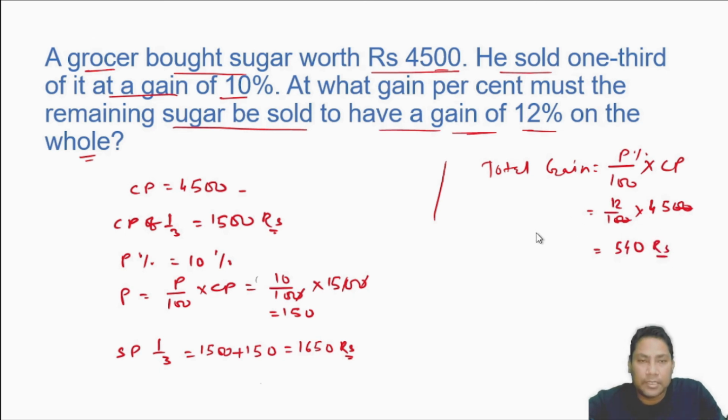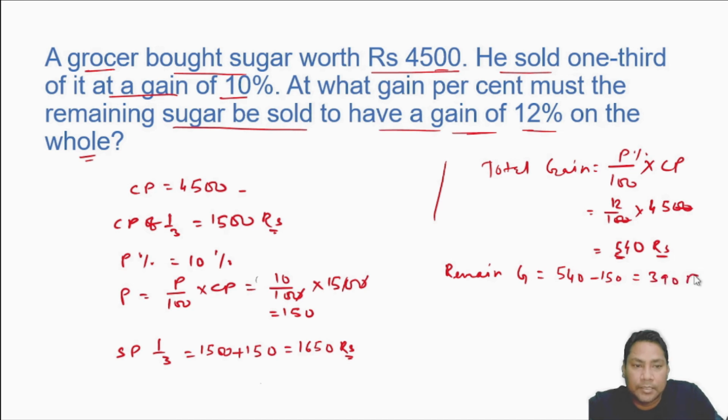Now we take out the gain of the remaining sugar. Remaining sugar gain will become total minus the gain on one third. Total is 540 minus the gain on one third, that is 150. And this is 390 rupees. So we will have to make the profit of 390 on the remaining sugar.